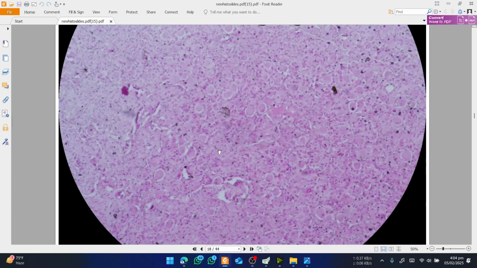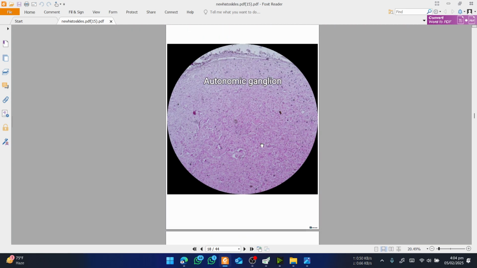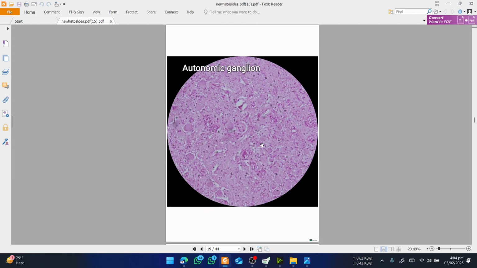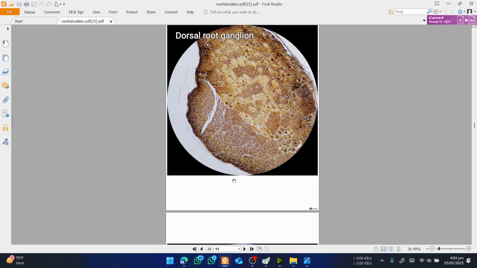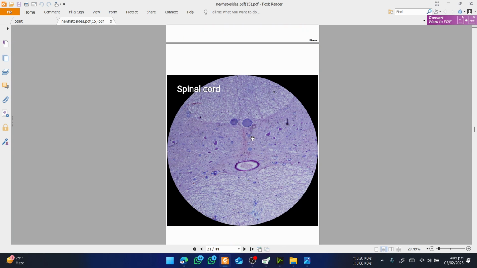And you can see the cells are widespread apart, and this is again the autonomic ganglion, the cells are widespread apart, and this is the dorsal root ganglion. You can see the clusters of cells that are present in them, and the bundles that are going between them.